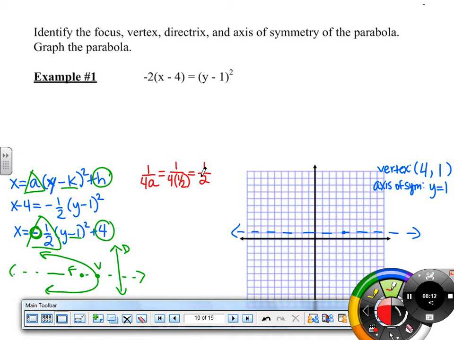That means my vertex is half a unit away from the focus, and it is also half a unit away from the directrix. So I'm going to go ahead and put those things on my graph carefully. Look closely if you have to, because it's a little hard on this grid to move just half a unit away.